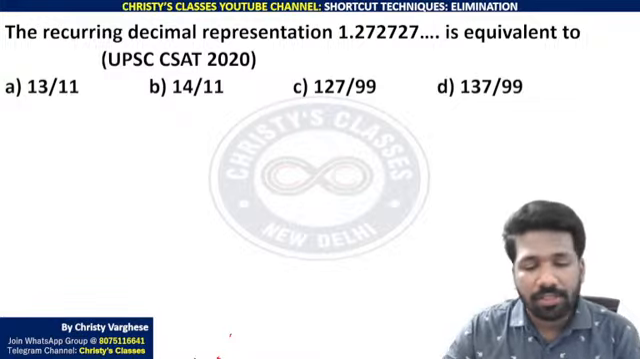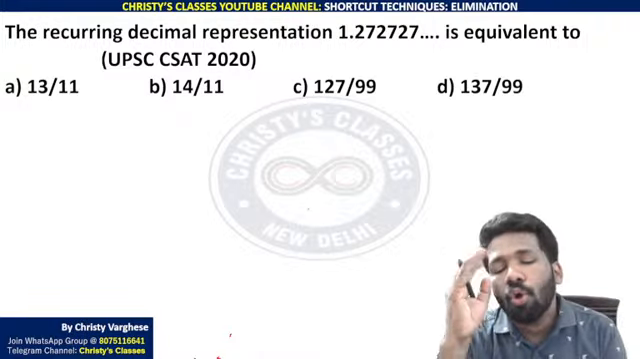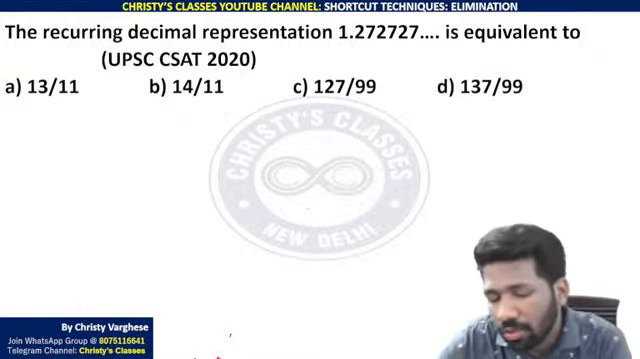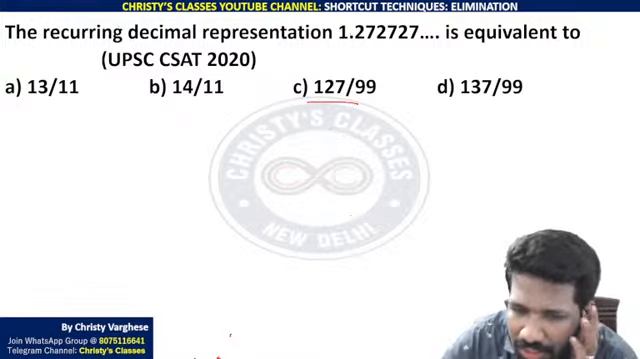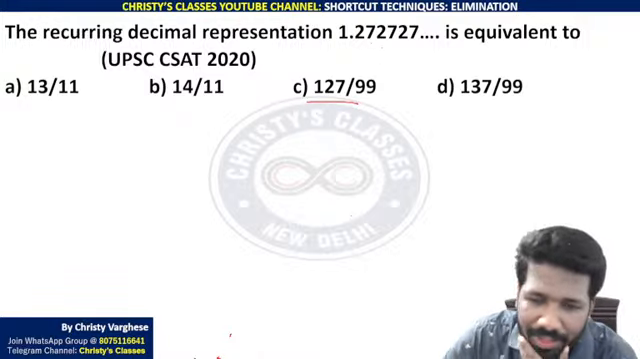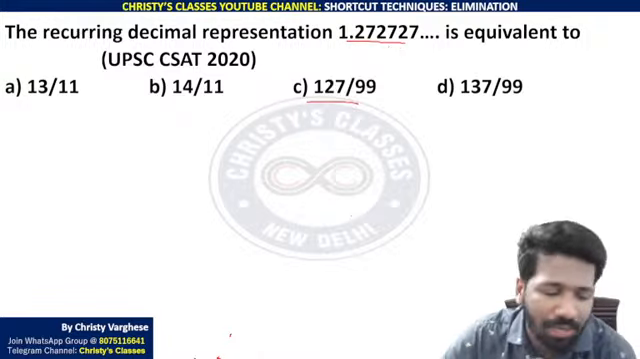Okay, some of you got an answer. So here either you can do elimination by substitution one by one, or simultaneously you can look at the options also, and some option does not make any sense. For example, option C. The question is asking what the recurring decimal representation 1.27272727 is equivalent to. That means this is a decimal representation. What is the corresponding fraction representation?